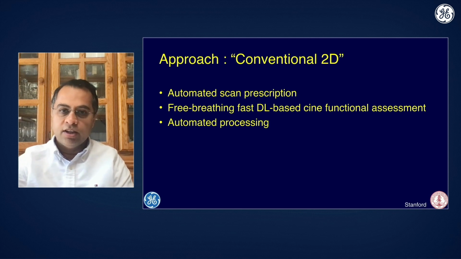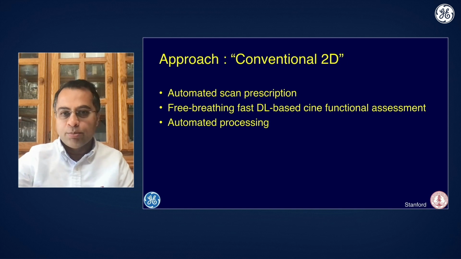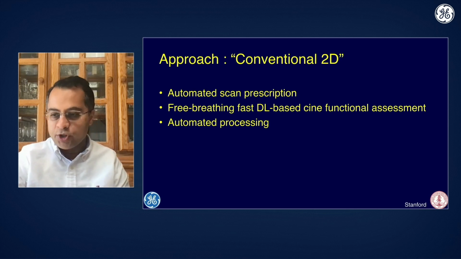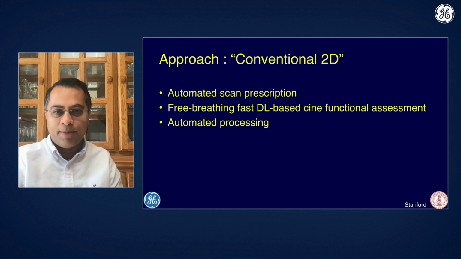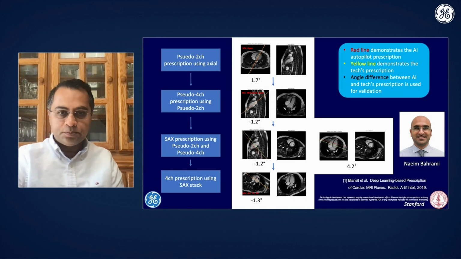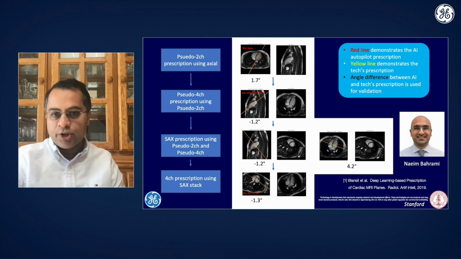Now I'd like to talk about conventional 2D imaging and talk about an automated approach to not only scan prescription, but also some automated processing and a method in which it's free breathing so that you have less taxing on the patient. And from the patient's perspective, it happens automatically without a lot of breath holds. So this is some very nice work from Naeem Barami, who's with GE Healthcare. And this is really looking at how to automatically get into the short axis plane, which is the key plane that we're interested in for quantifying ventricular volumes and ejection fractions, as well as getting into the four-chamber view.